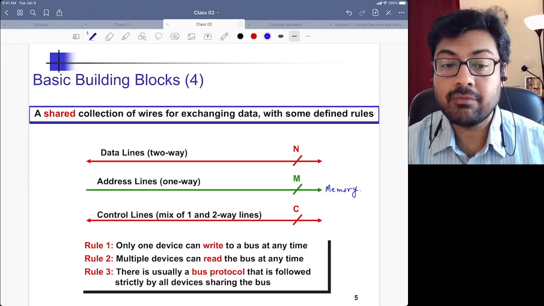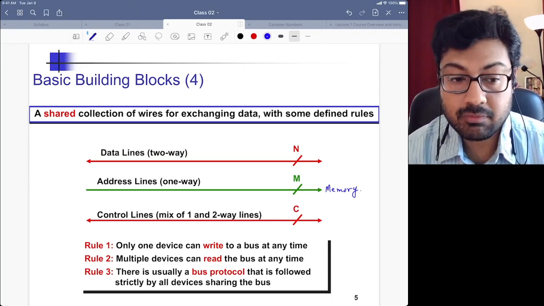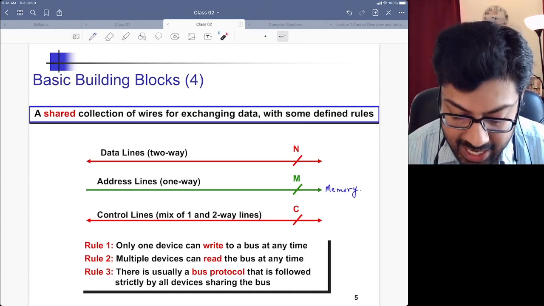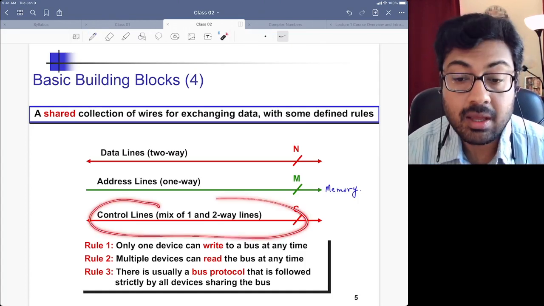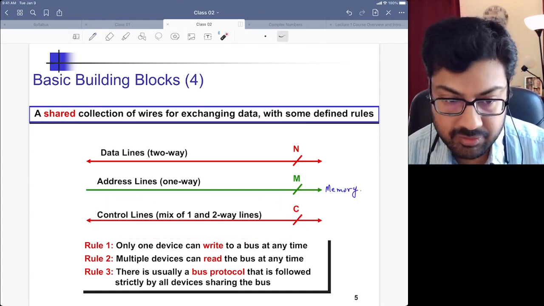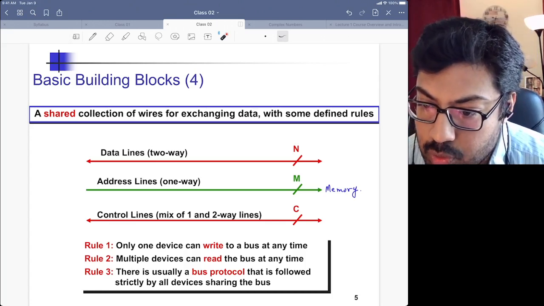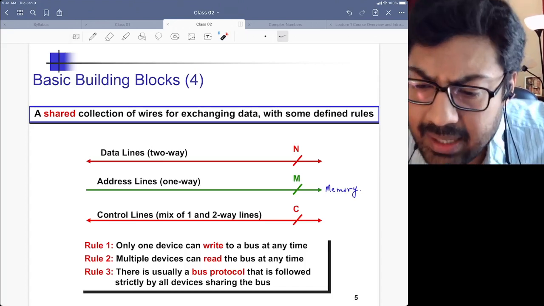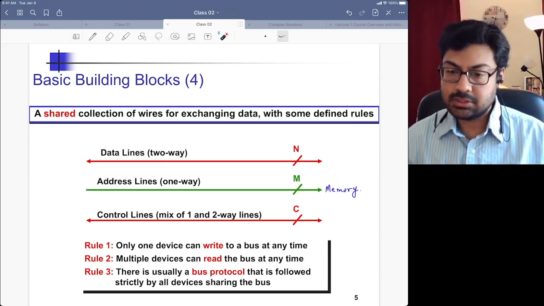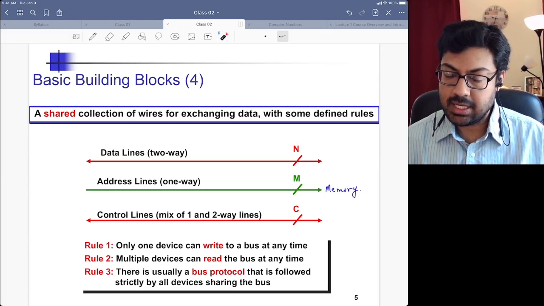Well, when should I read and when should I write? That depends on the next set of buses, which is the control lines. It allows the registers to know where to send data.